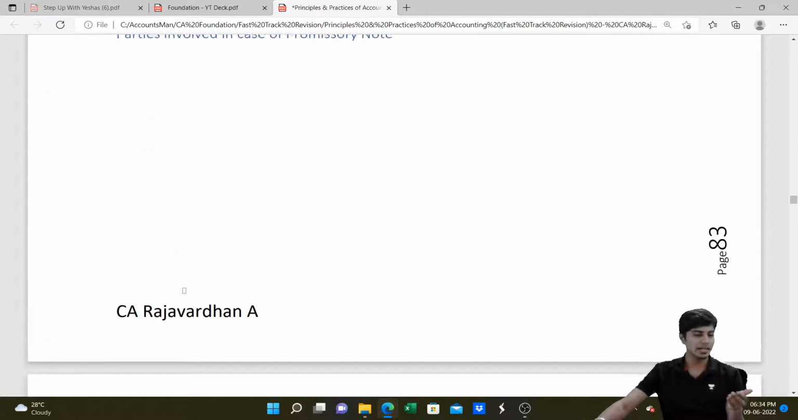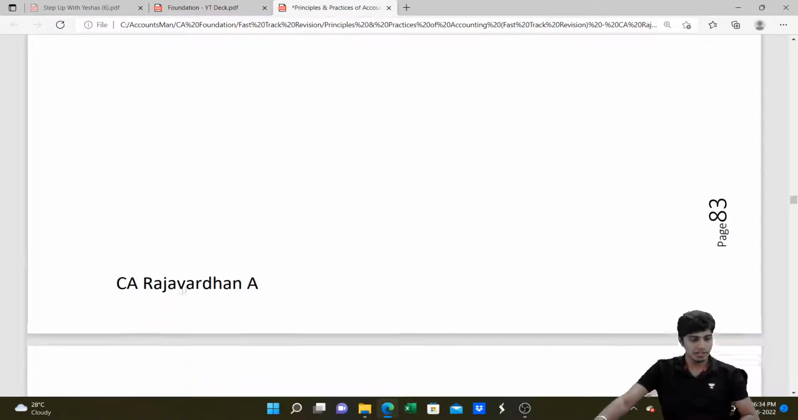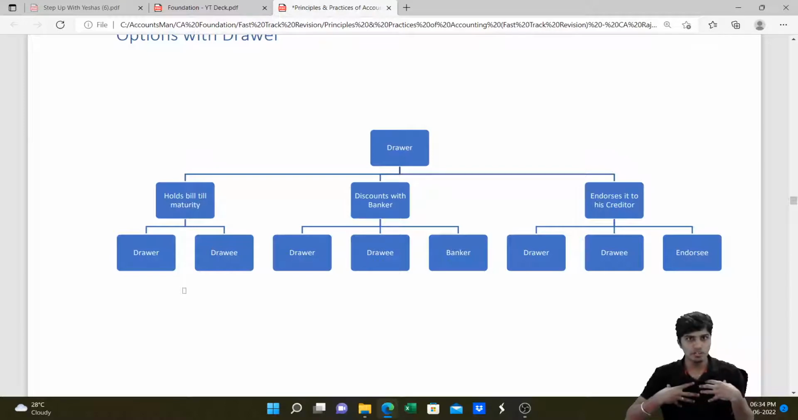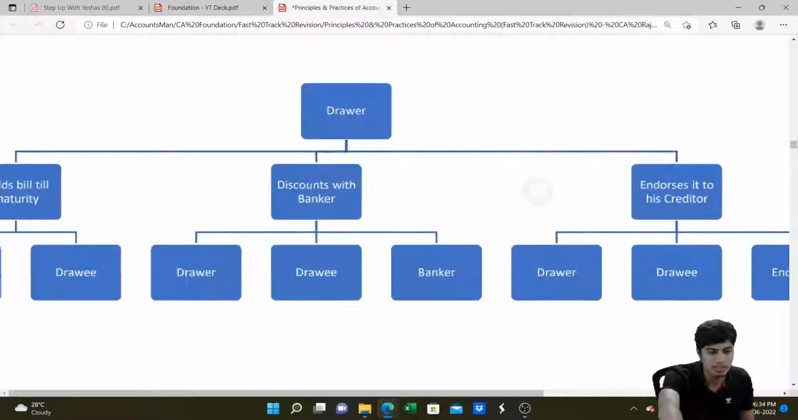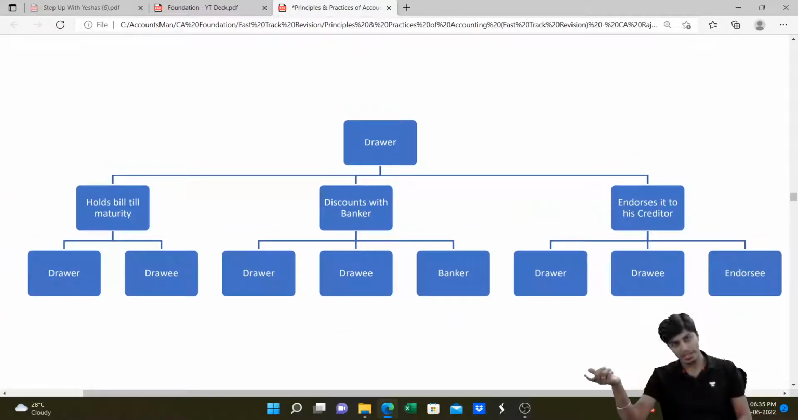Let's get into the parties. I told you, seller, promisee, payee; buyer, promisor, payer. Got it? Fantastic. Now the options with the drawer. I am the person who drew the bill. What options do I have? I have three options. I can hold the bill till the maturity date, or I can discount it with the banker for immediate cash. I'll give it to the banker, and the banker will immediately give me cash after deducting some portion towards the charges. Or I can endorse it to another person.